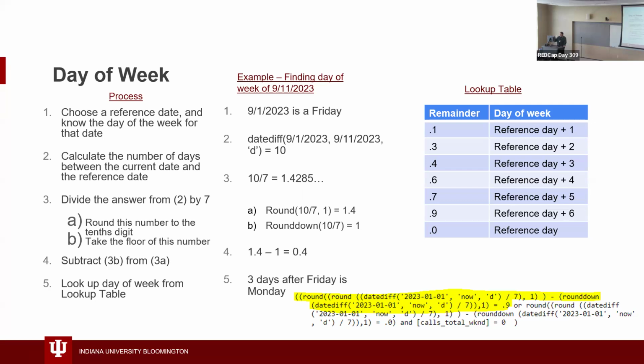And then you have to look over at this reference table I have, and you see that 0.4 means that you are 3 days away from your start date. So 3 days away from Friday is Monday.